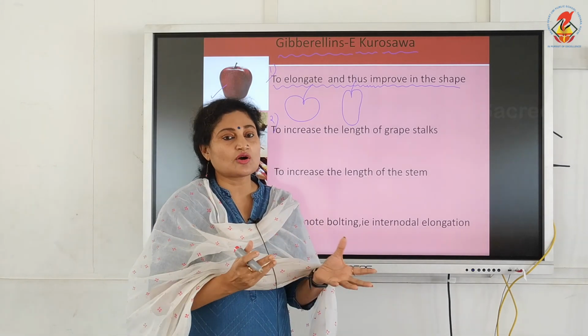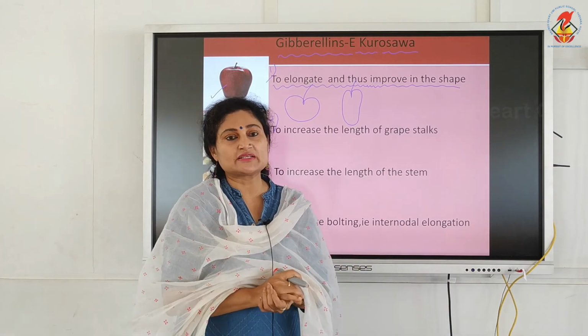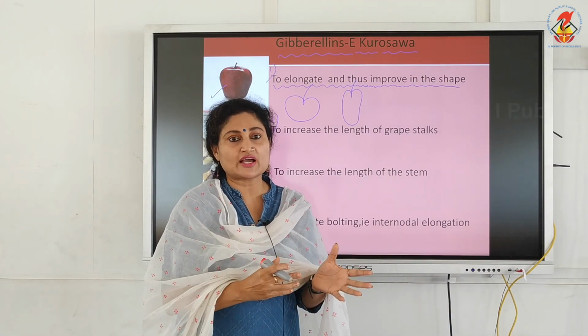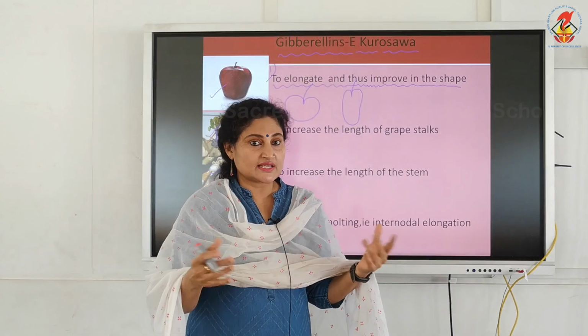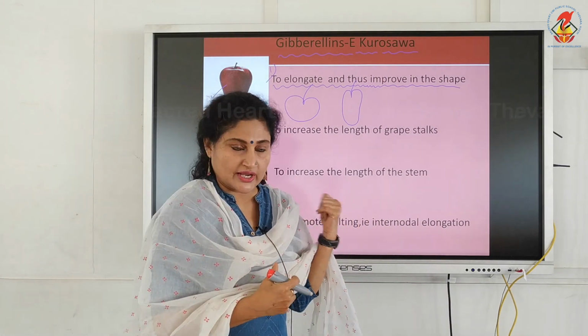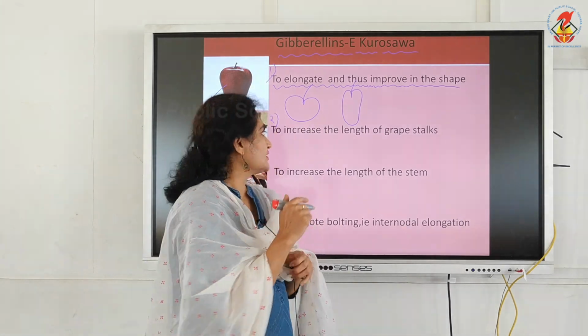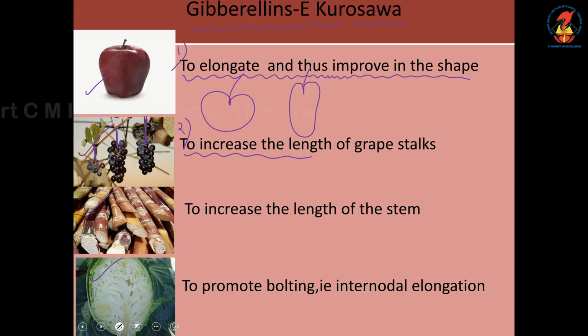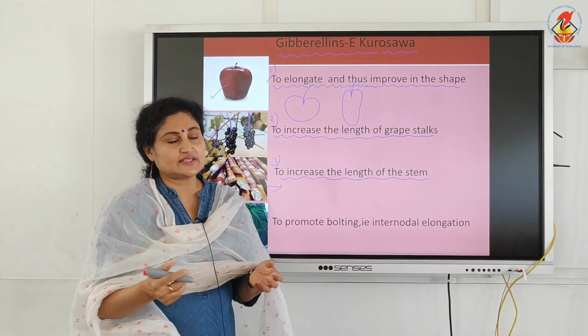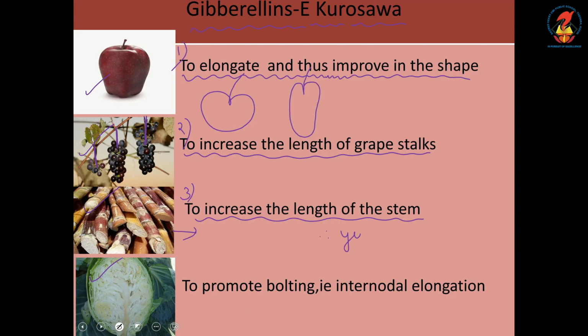And also it is now used for ornamental purposes, like fresh fruit arrangement, where stages are decorated with grapes, and the grapes that are preferred are the grapes with long stalks. So this is in demand to increase the length of grape stalks. Then third, to increase the length of the stem of sugarcane. Look at sugarcane. The length and width of the sugarcane increases, and definitely the yield of sugar increases.